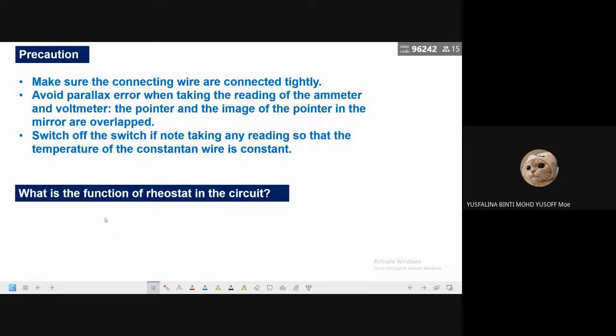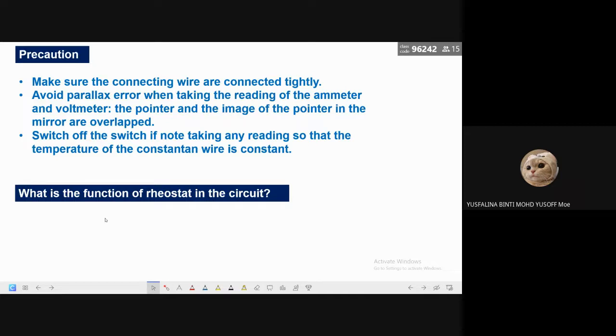Okay, so let's say the experiment comes out for electricity. So these are the precautions that you can use. But I just want to remind you, please use the ones that I give you usually. Make sure your eyes are better, because that one is the answer for all types of experiment, so you don't need to remember that much. So this one, make sure the connecting wires are connected tightly, okay?